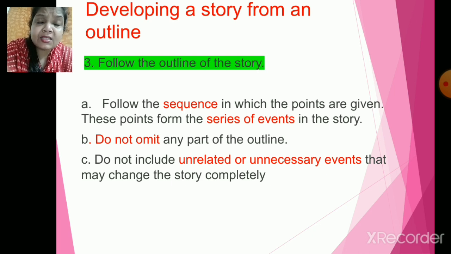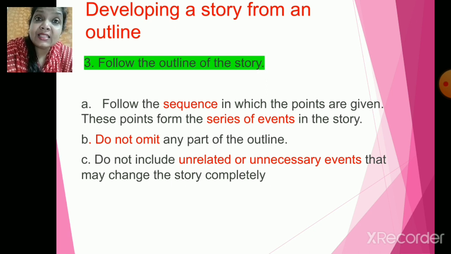You could come across a situation, children, wherein you are not able to understand one of the lines or one of the points. It's not necessary that you omit that particular outline, that means you have to skip that outline. Make sure that you add that particular part in the story as well. The reason is, if you omit or skip this particular part, your story will not be formed.